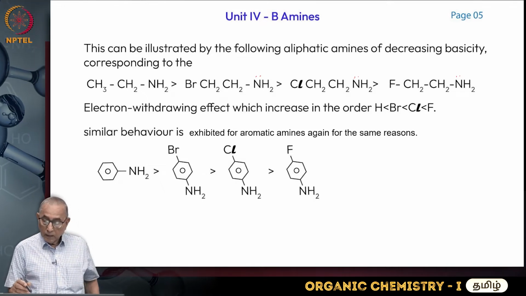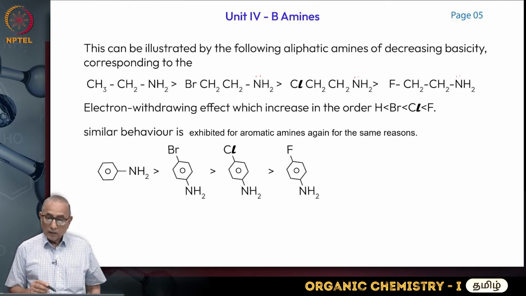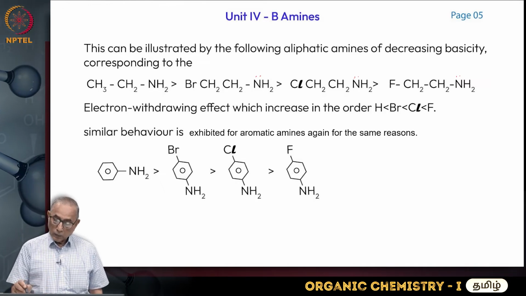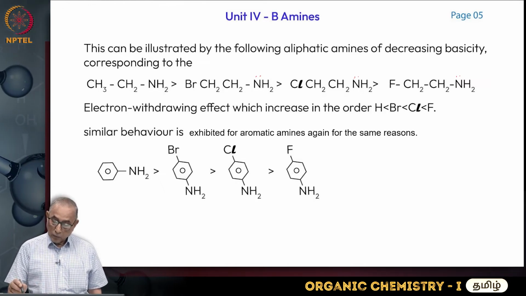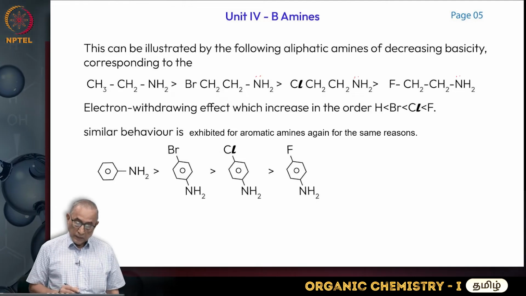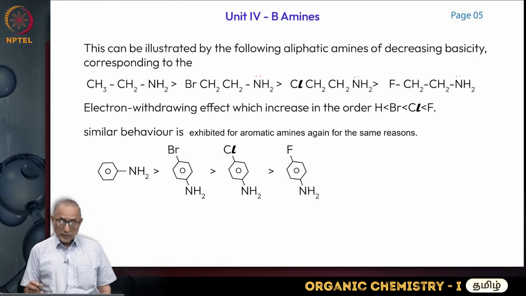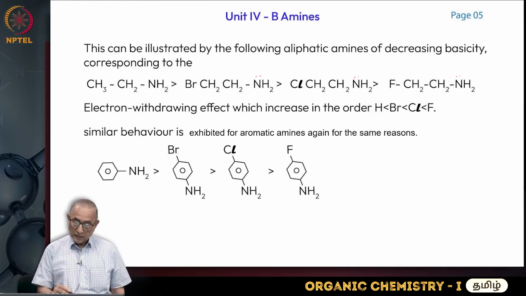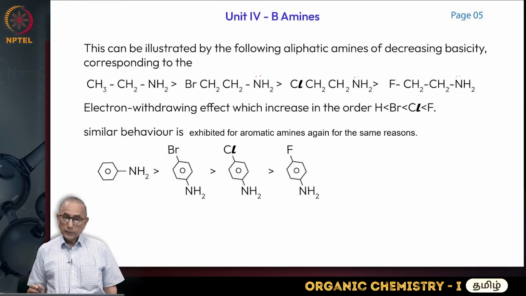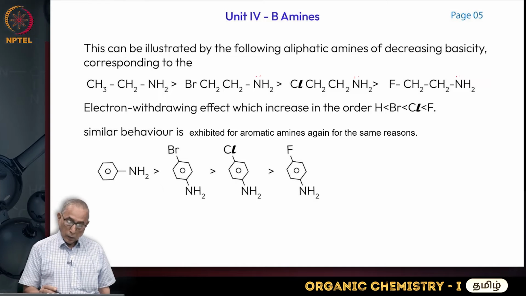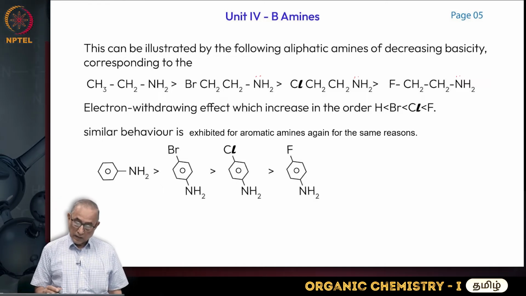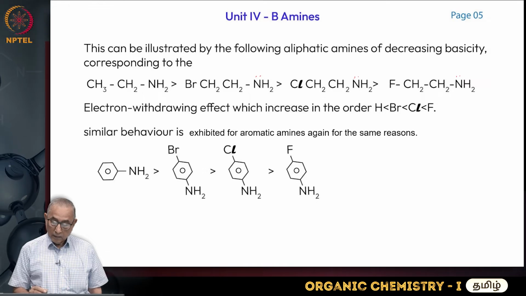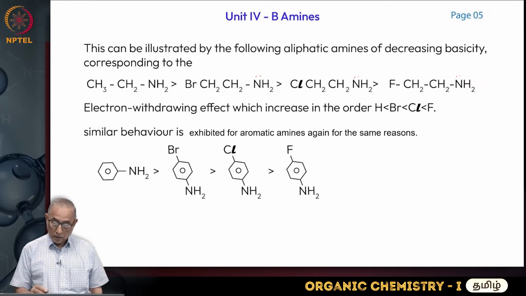H is the least electron withdrawing, bromine is slightly more, chlorine is more electron withdrawing, fluorine is the most electron withdrawing. So in the basicity compare பண்ணாக்க aniline is the most basic, parabromoaniline is less basic, parachloroaniline is even less basic, parafluoroaniline is very less basic, almost neutral.